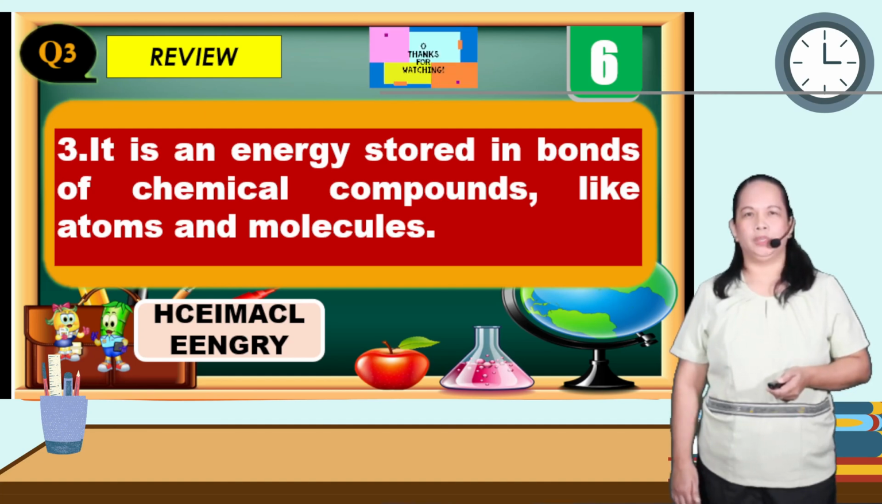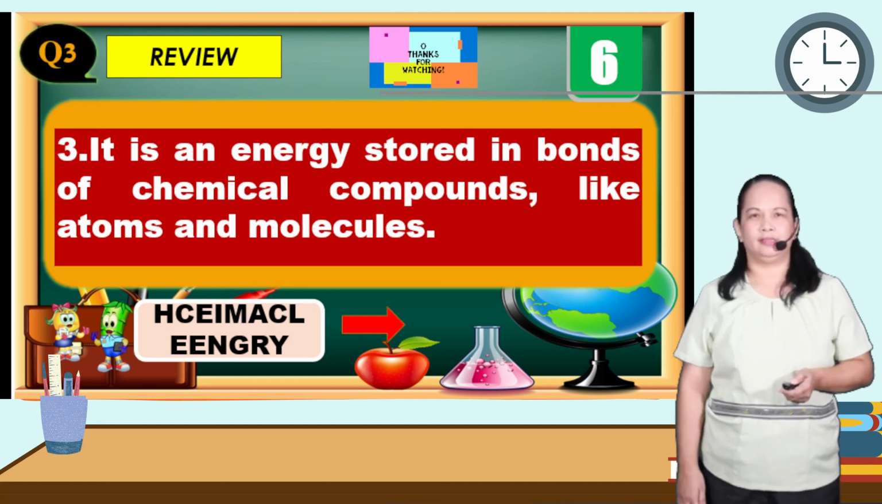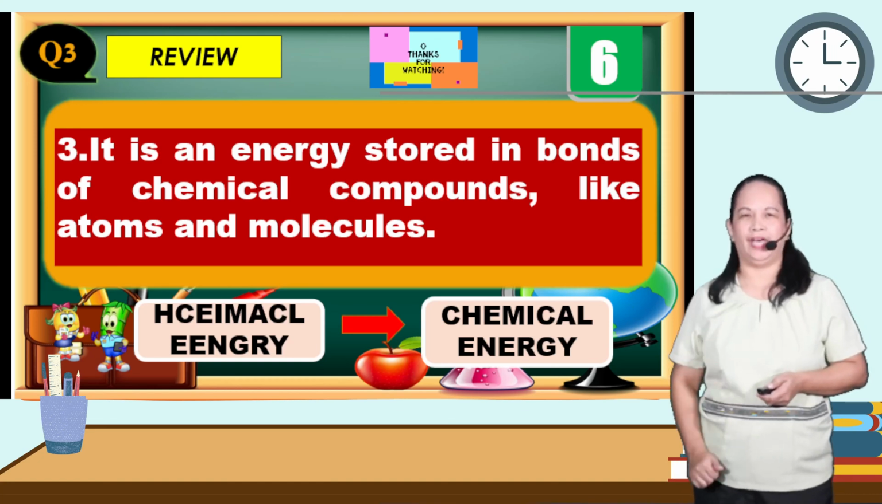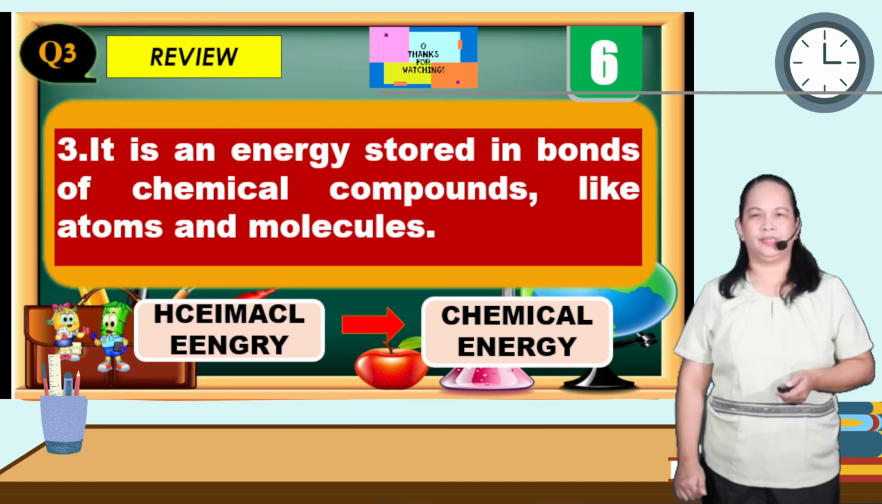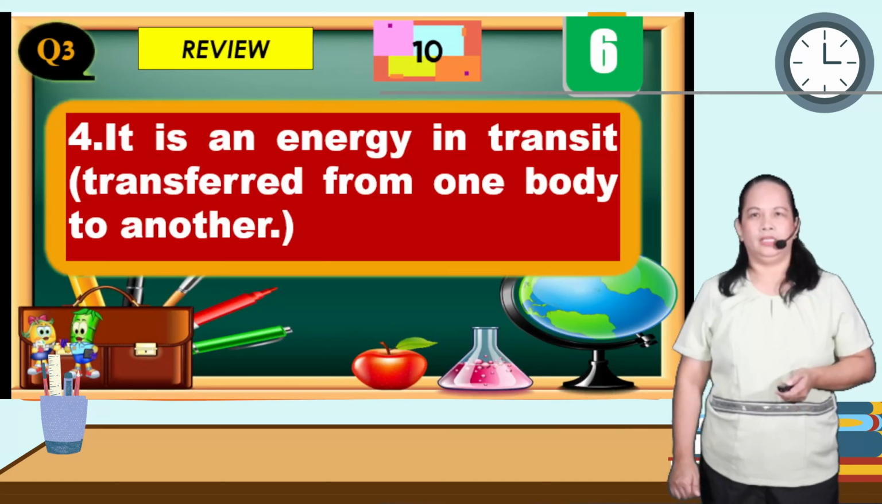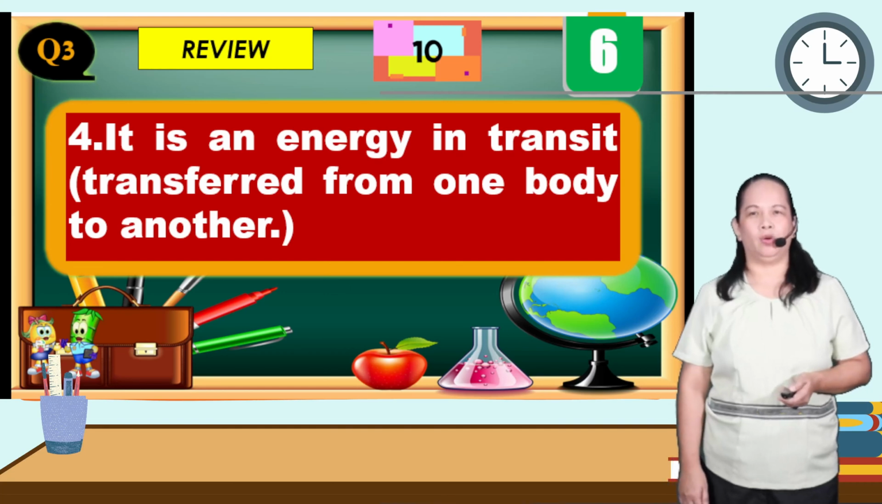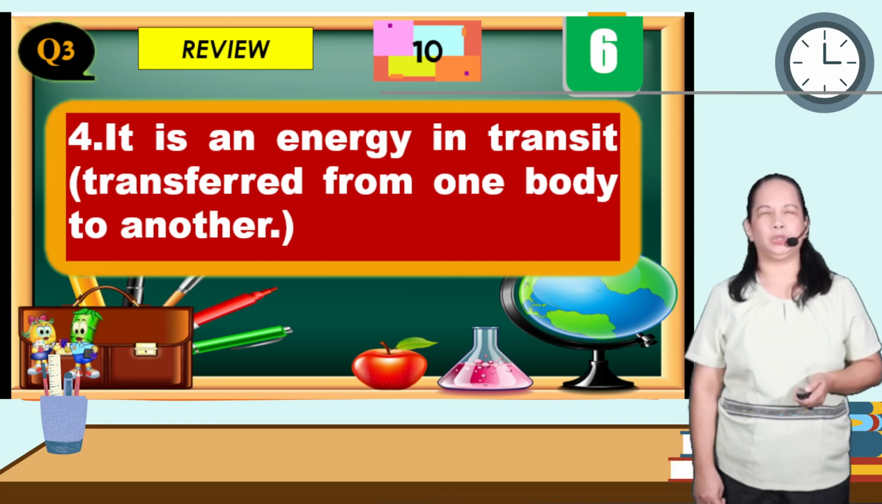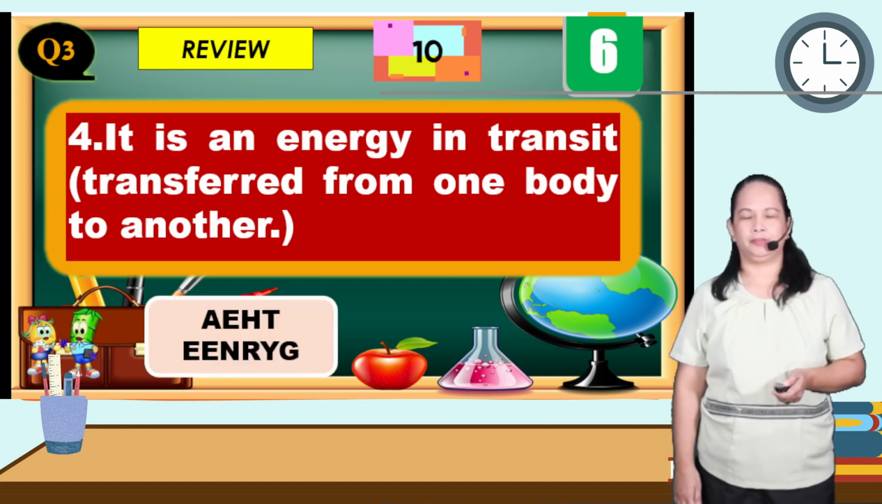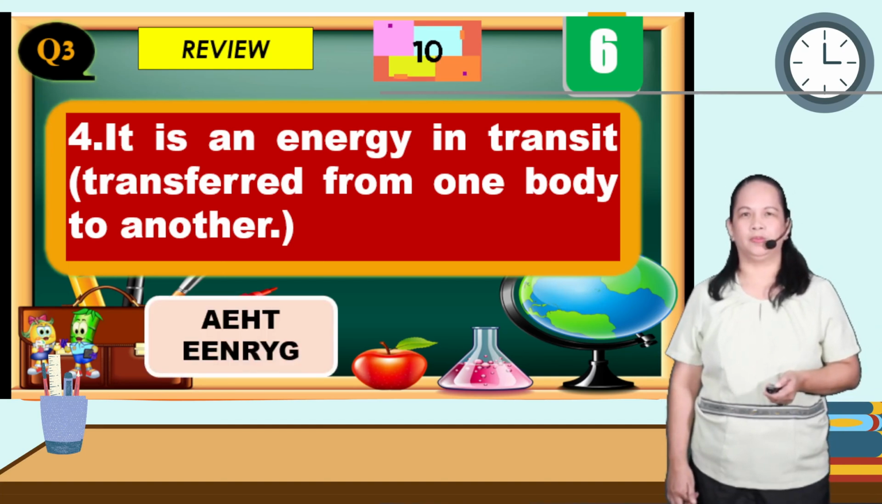Okay, so the correct answer is, it is chemical energy. Very good, grade 6 learners. I know you've got the correct answer. Statement number 4. It is an energy in transit or transferred from one body to another. Here are the jumbled letters. Timer starts now.